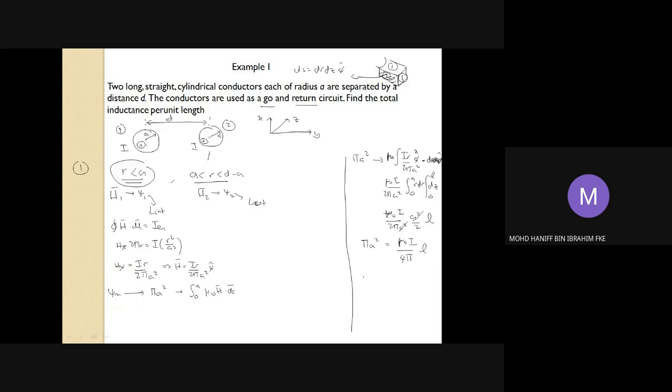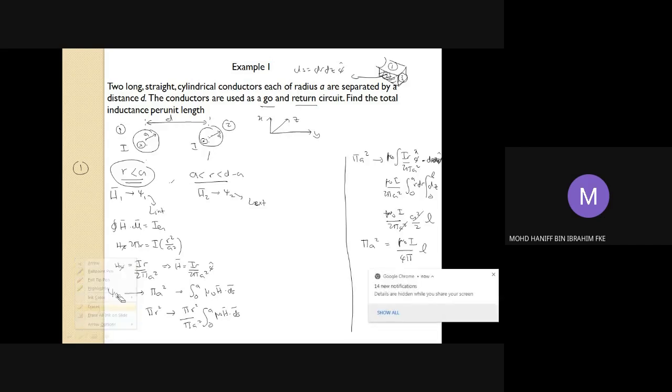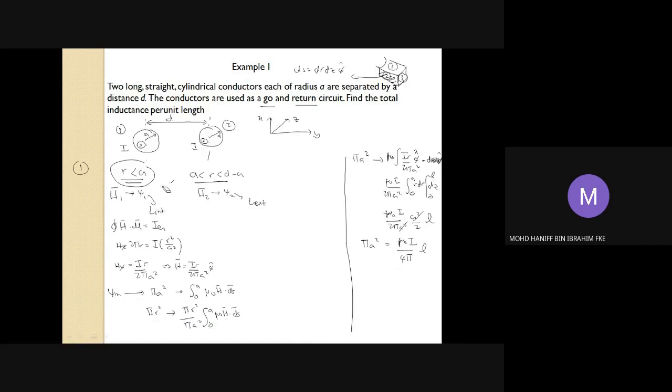So if I have pi r squared area, in which r is the variable, then the amount of flux that we produce will be equal to pi r squared divided by pi a squared, through the integration from 0 to a of mu naught H dot dS. So you need to calculate what should be the amount of flux that will be produced by this small area of pi r squared.